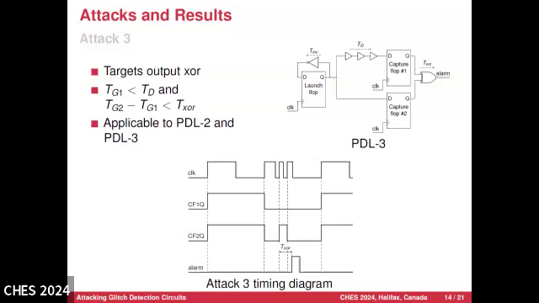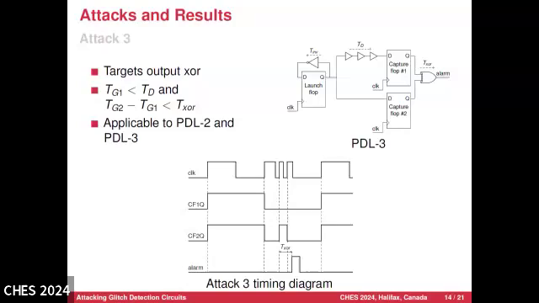The first double glitch attack targets the output XOR of PDL2 and PDL3. In both these detector designs, the inputs to this XOR gate are connected directly to flip-flops. We also assume that the output of this XOR is sampled synchronously, for example, by another flip-flop. The idea of the attack is that first we apply one glitch, which doesn't have very strict requirements at all, as long as it causes a timing violation. And then immediately after, we fire another glitch.